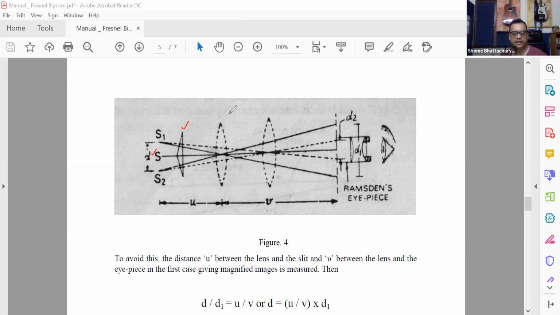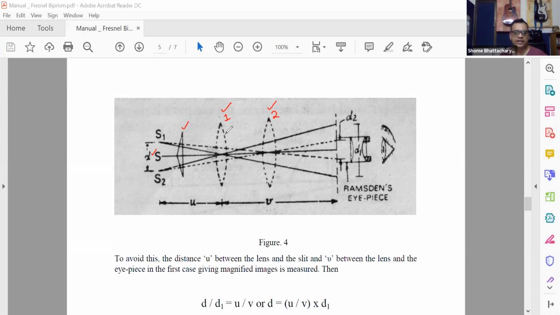So you will see that, like in the experiment for measurement of focal length of a convex lens, there are two positions, position 1 and position 2, at which, from your eyepiece, you will clearly be able to see the images of S1 and S2. Those will be such that these distances here are d1 and d2. You'll be able to see this slit through prism 1, and it will appear to be at S1, and you'll be able to see this slit through prism 2, and it will appear to be S2.